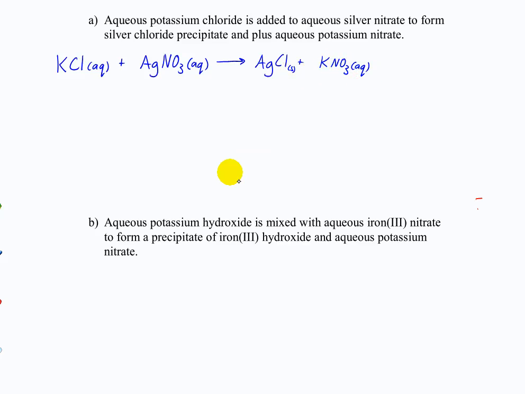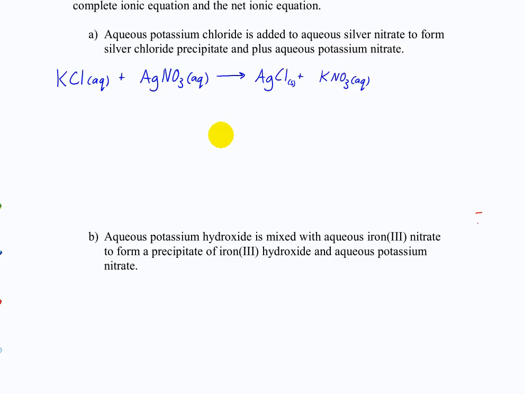So this one helped you out a little bit because they told you what was precipitate, what was aqueous. That's something that you will need to be able to do on your own for the exam. That is, to get these products and know that silver chloride will be your precipitate because it's not soluble. Is that reaction balanced? Yeah, it is, right? Okay. So now let's do the complete ionic equation.